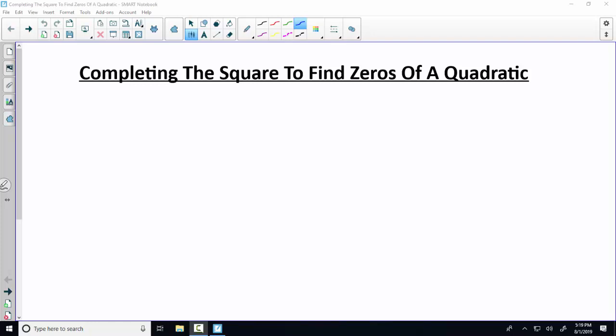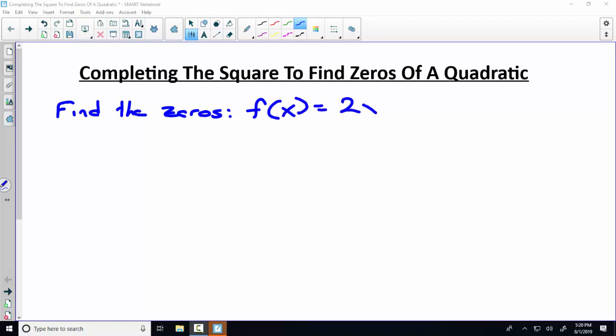Hello, this is Steve. Thank you for joining me for another example on how to find the zeros of a quadratic by completing the square. So this time the instructions we're given are find the zeros. And we are given f of x equals 2x squared plus x minus 10.